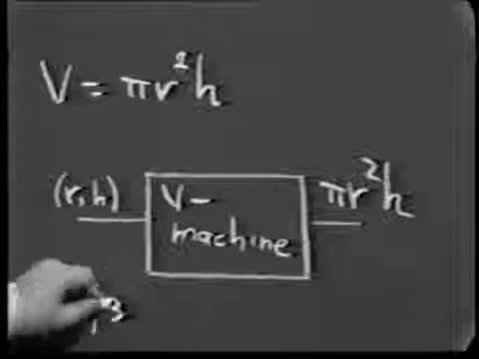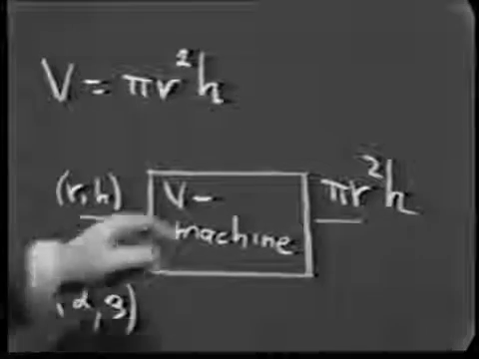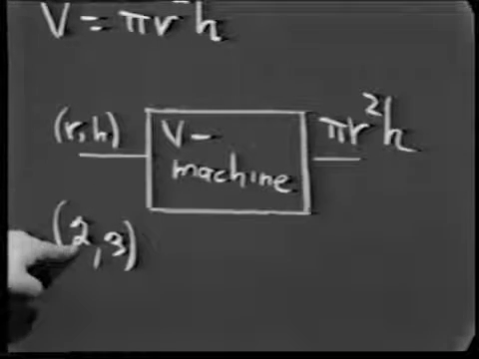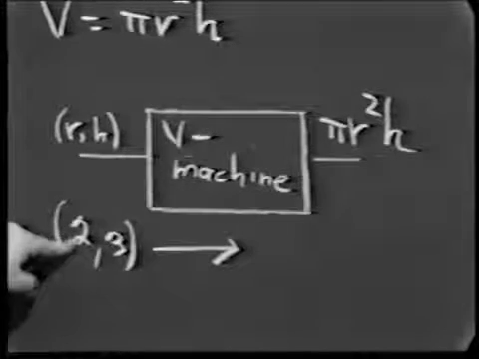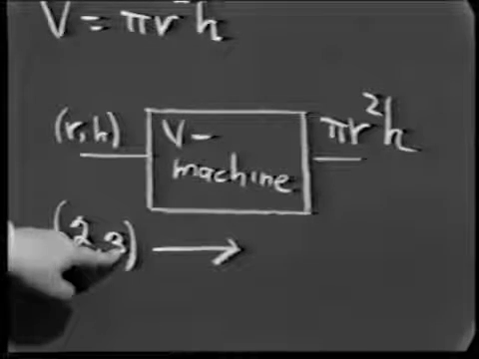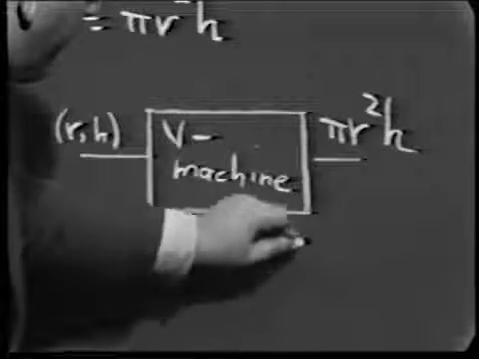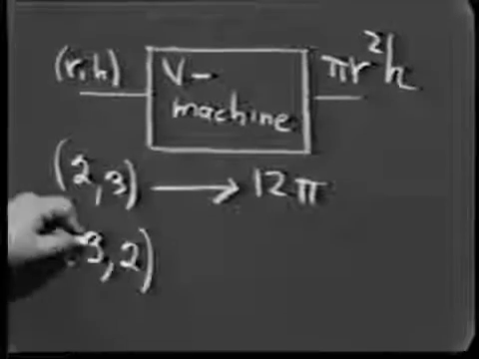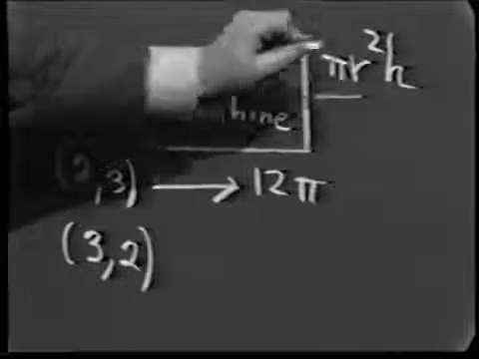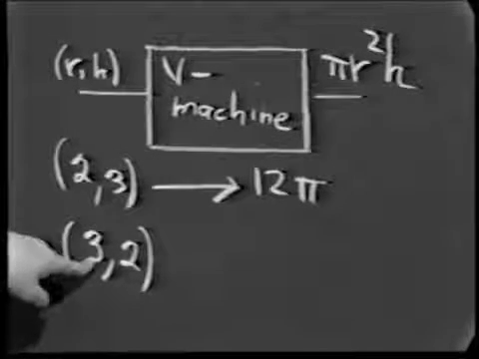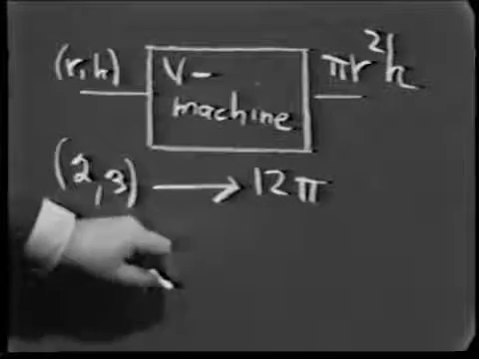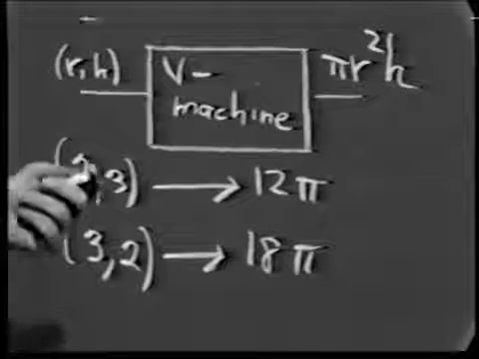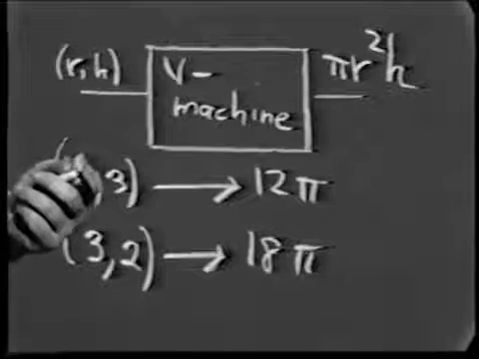You see, if the pair 2, 3 goes into the machine, notice that the recipe here says what? You square the first member of the pair. In other words, if 2, 3 is the input, we square 2, which is 4, multiply by 3, which is 12, and 12 times pi, of course, is 12 pi. On the other hand, if the input is 3, 2, the first member is 3, our recipe squares the first member, that would be 9, times 2 is 18, times pi is 18 pi. But again, observe that I at no time needed a picture to visualize what was happening here.